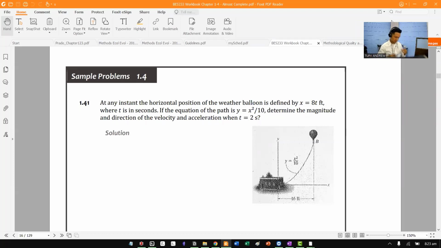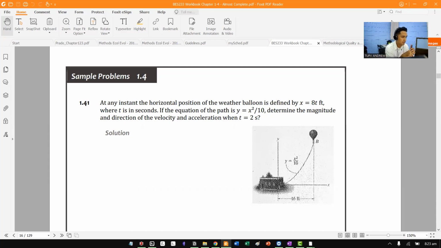Okay, so for example number one, let's read 1.41. At any instant, the horizontal position of the weather balloon is defined by x is equal to 8t feet, where t is in seconds. If the equation of the path is y is equal to x squared over 10, the question is: determine the magnitude and direction of the velocity and the acceleration when time is equal to 2 seconds. Okay, so how do we go about this problem?